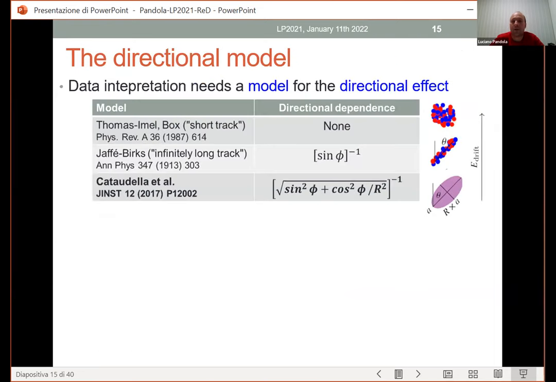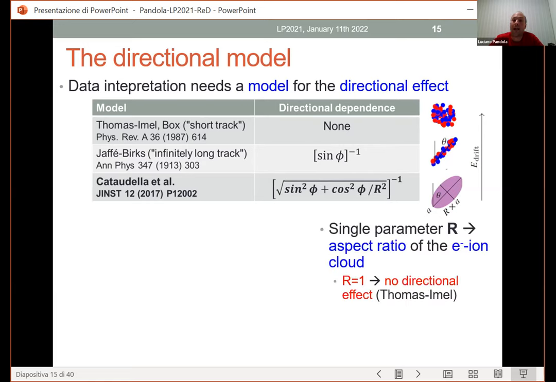So in order to interpret the data, one needs a directional model. The two historical models are the Thomas-Imel, which is appropriate for very short tracks in which there is no directional dependence, so it's called a box model. And in the opposite case, if the track is approximated as an infinitely long track, you have the Jaffe-Birks model. And the recent model which we are taking into consideration is from Cataudella et al., which has this functional form for the directional dependence. It's controlled by a single parameter R, which is actually the aspect ratio of the electron-ion clouds. Of course, if R is equal to one, we get back to the Thomas-Imel model. So there is no directional effect.